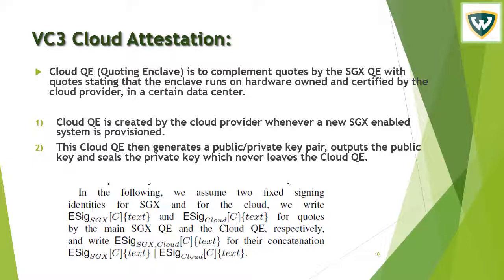And as we can see in the signature model in the following, VC3 relies on two fixed signing identities. One of them belongs to the original Intel SGX, and the second one belongs to the cloud. So as you can see, they have the model to sign the enclave measurement by the SGX quoting enclave and also the cloud quoting enclave to make a trust in the public cloud environment.